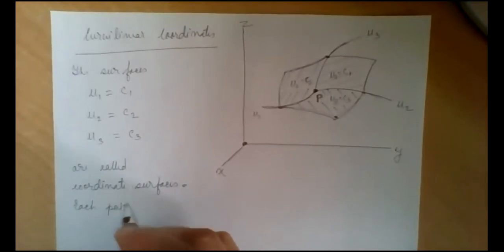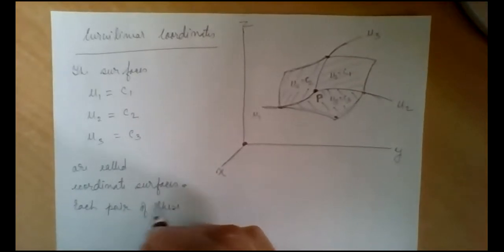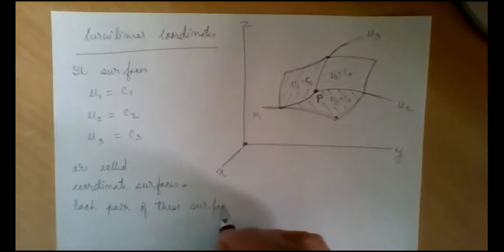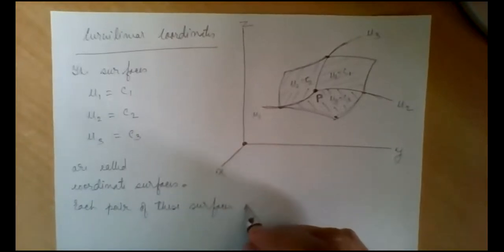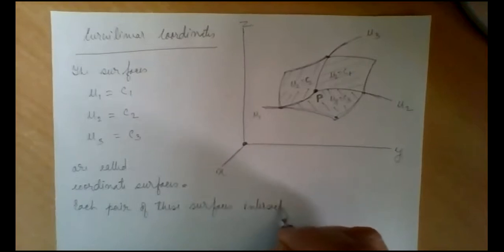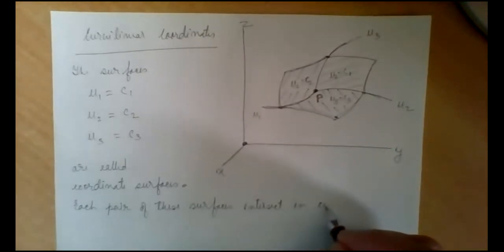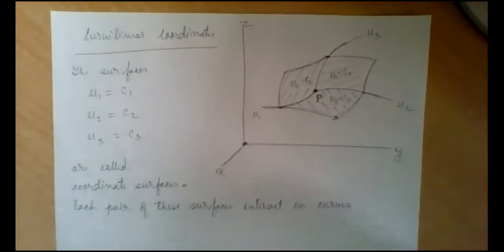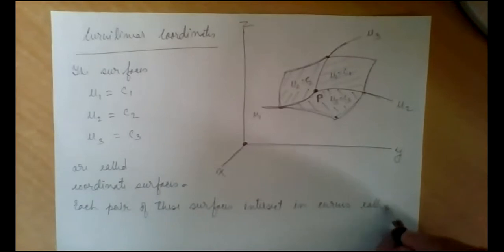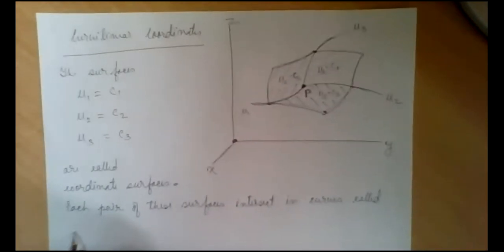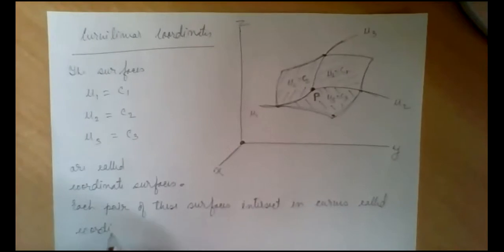Each pair of these surfaces intersect in curves, which are called coordinate curves or coordinate lines.